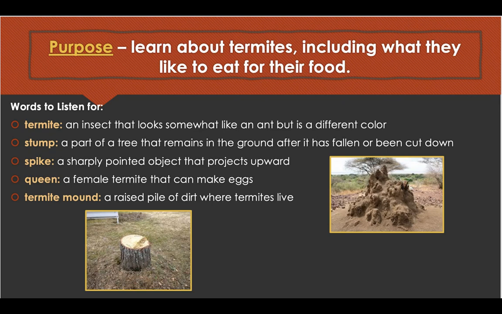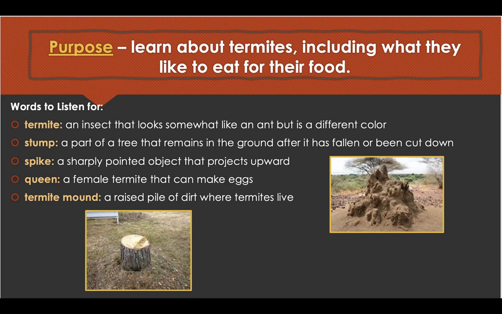Our next word, spike: a sharply pointed object that projects upward. An example is, the hammer hit the sharp and pointed spike into the board. Our next word, queen: a female termite that can make eggs. An example of this, the queen termite makes many eggs every year.